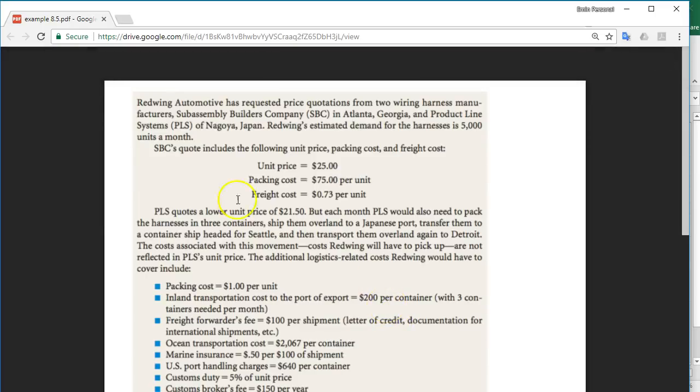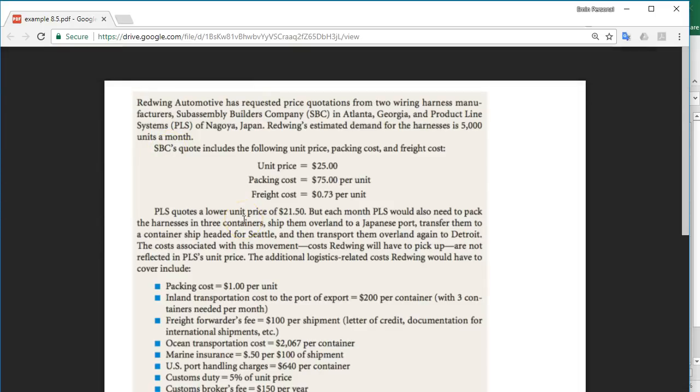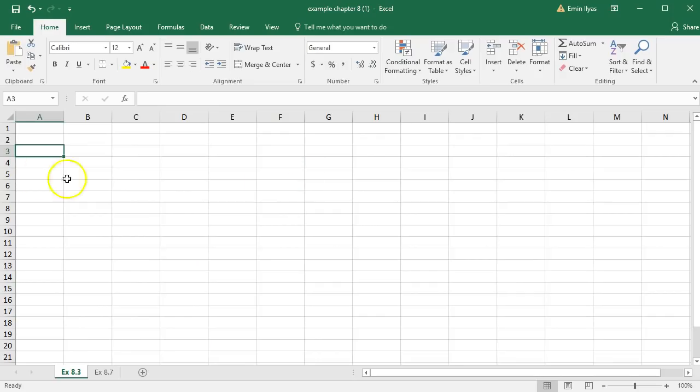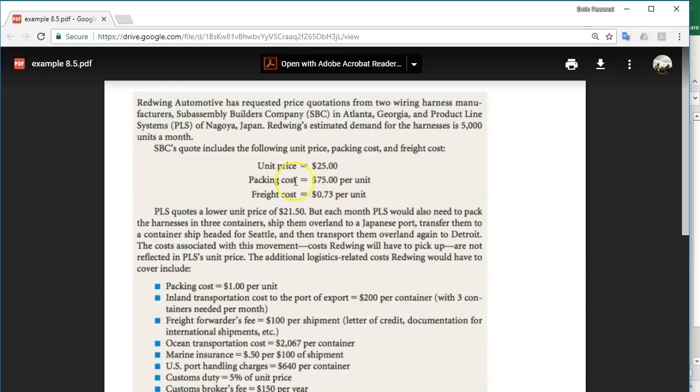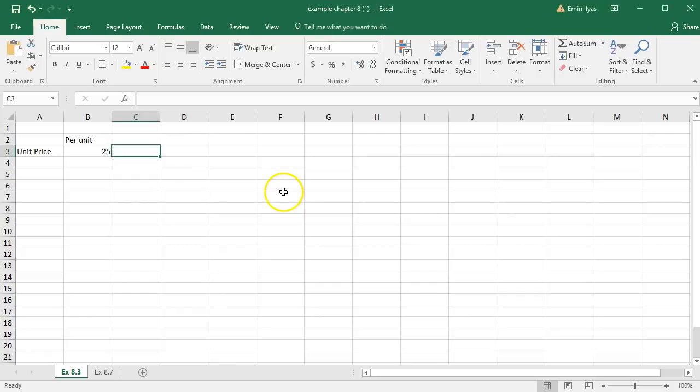First, we'll start with SBC, which is a local company. They have quoted unit price of $25. So I'm going to come here and type unit price, and here again, and 25. And packing cost of 75 cents. Well, here it says $75, but I think it's a mistake because you cannot have packing cost 3 times expensive than unit price. So just type 75 cents here.